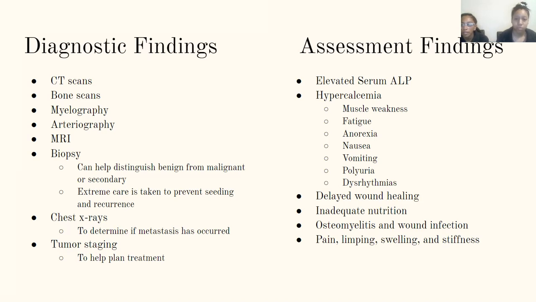And then hypercalcemia. Calcium is located in the bones. Whenever something is wrong with the bones, the body releases calcium into the bloodstream, and it causes muscle weakness, fatigue, anorexia, nausea, vomiting, polyuria, and dysrhythmias. You'll also see delayed wound healing in patients, inadequate nutrition, osteomyelitis, which is bone infection, wound infection, and pain, limping, swelling, and stiffness, of course.